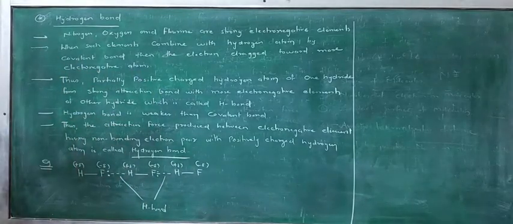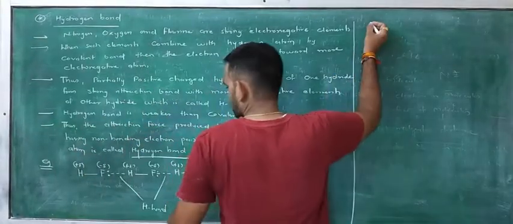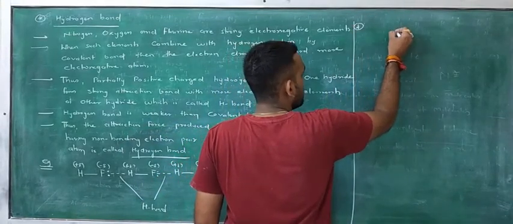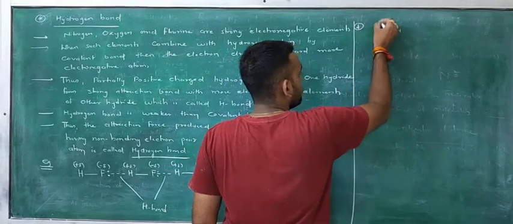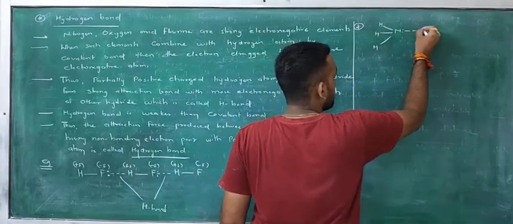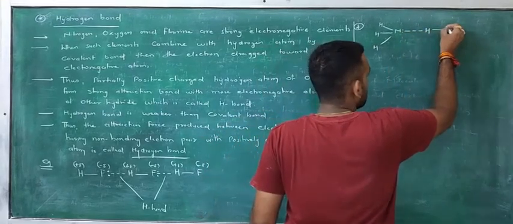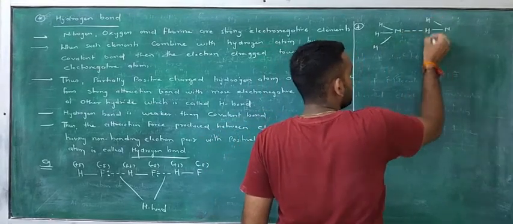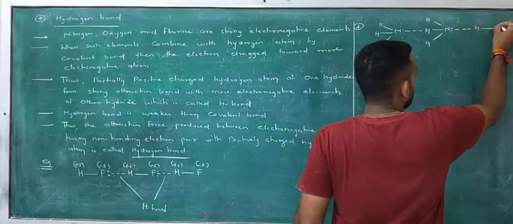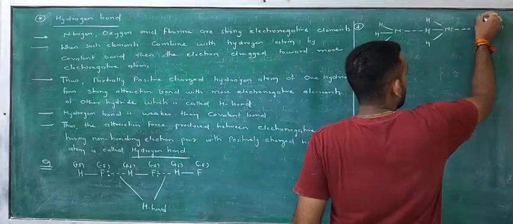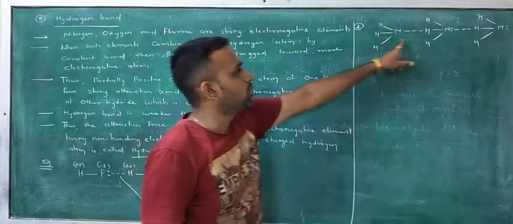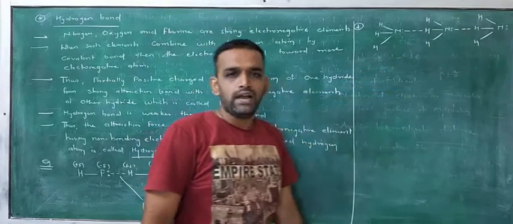Same way, another example. Second example, just like NH3. So N, 1, 2, and 3: hydrogen, hydrogen, hydrogen. Here non-bonding electron pair. Here the hydrogen bond is there. Hydrogen, nitrogen. Here also hydrogen, non-bonding electron pair. Here hydrogen-nitrogen, hydrogen, hydrogen, and non-bonding electron pair. Right. So whatever bond is formed, that bond is said to be the hydrogen bond.